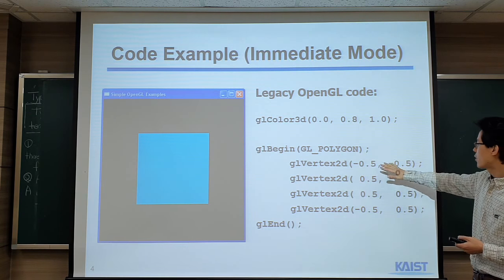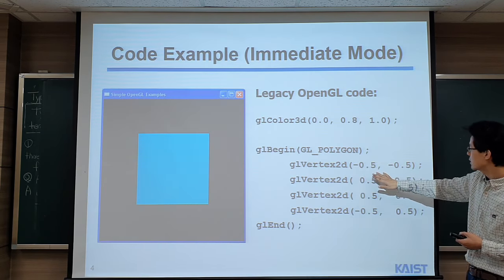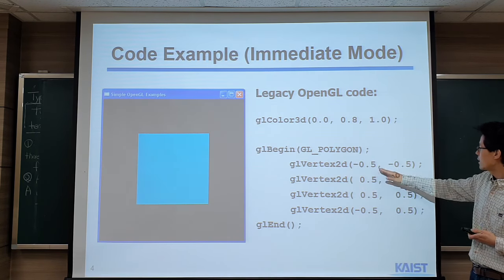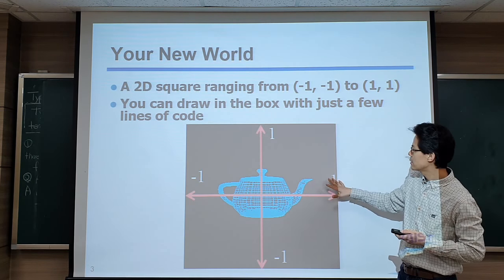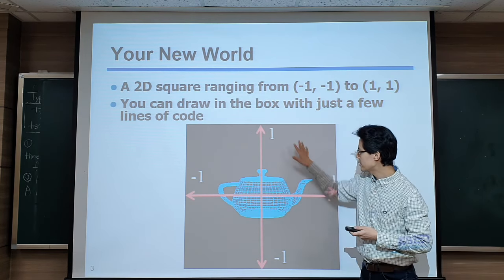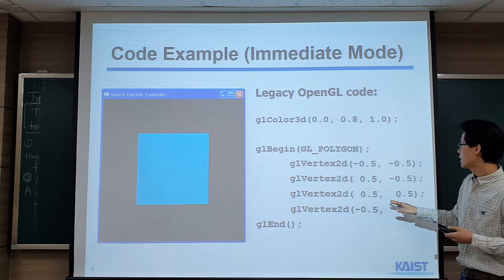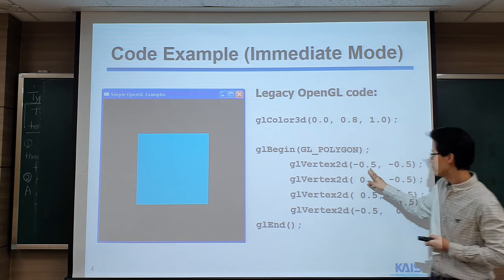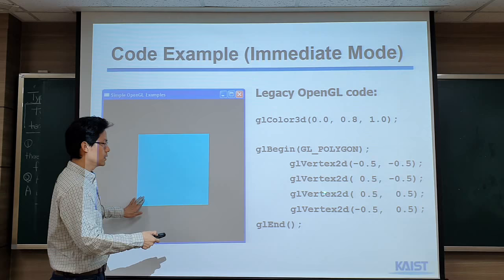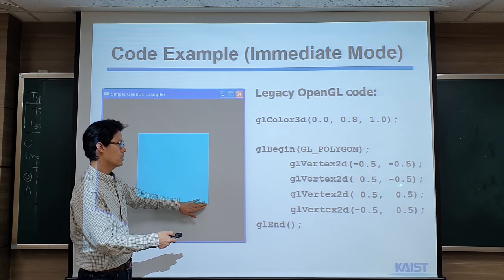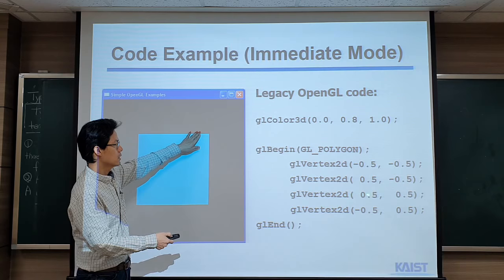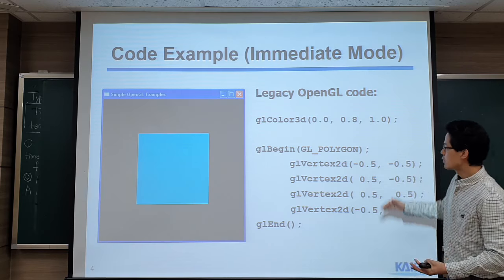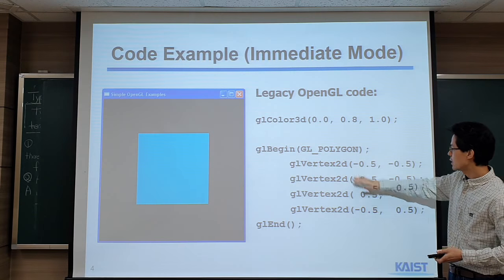Then there are four vertices: glVertex2d, indicating that these are 2D coordinates. There are four vertices: 1, 2, 3, 4. I mentioned that the OpenGL window has this coordinate system, -1 to 1. Given the coordinate system, -0.5 and -0.5 should be here, I guess, right? And this one should be here, and this one should be there. We specify four different vertices, and then we group them. We interpret those four vertices with GL_POLYGON.